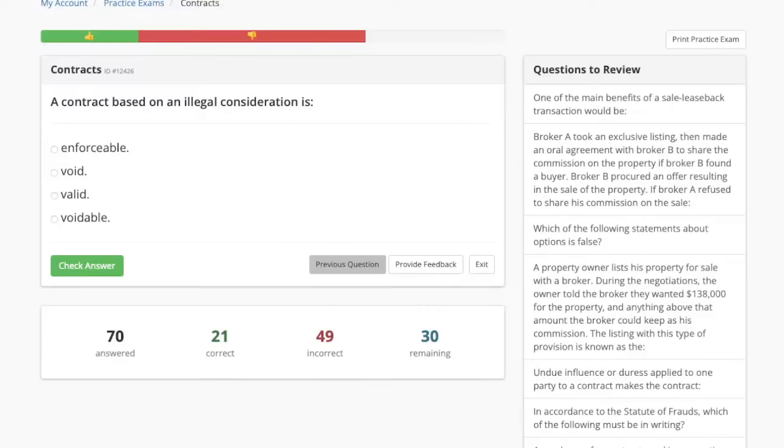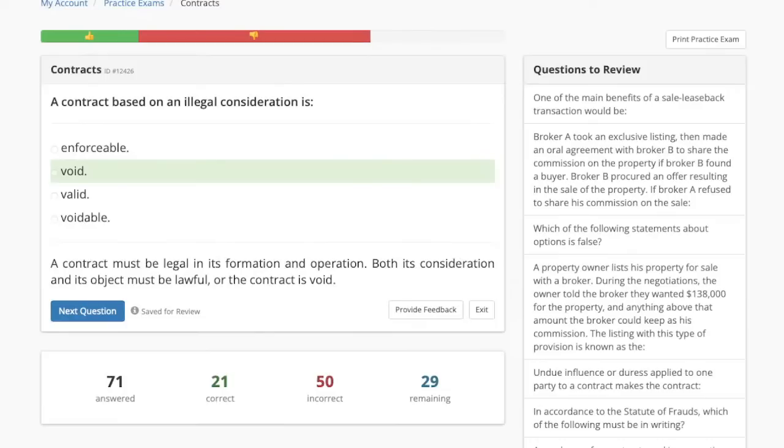Okay, a contract based on a legal consideration is, what do you guys think? Void. So you have valid, void, and voidable. What is a valid contract? A valid contract is all four elements: lawful object, consideration, offer and acceptance, and capable parties.